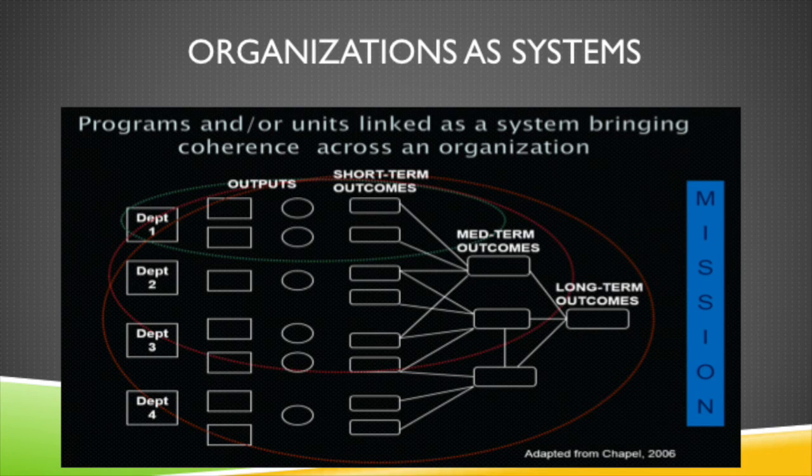So here's an example of an organization system, and you can see how the programs and units are all linked together as a system and how it all comes together across an organization. So if you notice here on the far left, there are different departments, and each department may have different outputs, and all these different outputs will yield a certain type of short, midterm, and long-term outcome. And all of this is supposed to drive activities to meet the mission statement of your organization.